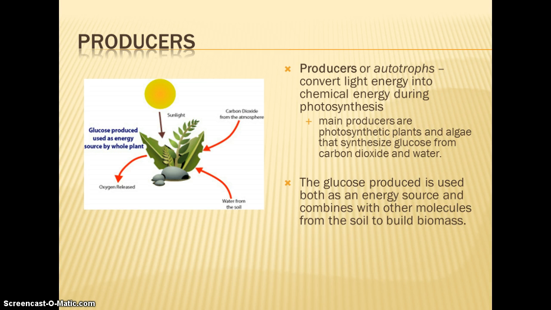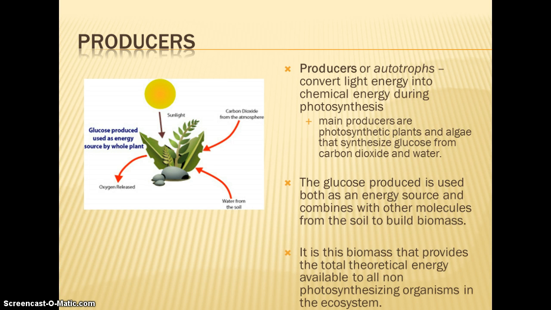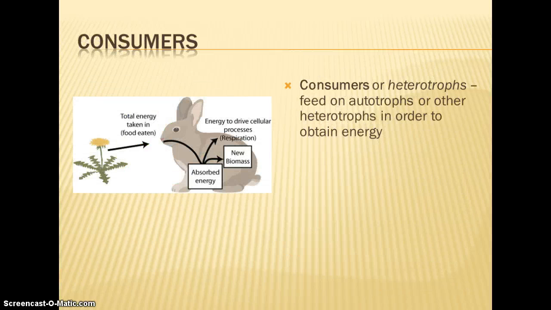The glucose that is produced is an energy source both for the plant itself. It takes nutrients from the soil, uses the glucose, and that's how a plant builds its biomass. And that's one of the reasons that we use biomass as a measurement for the primary productivity of an ecosystem. So it's the biomass that provides the energy that's available for the non-photosynthesizing organisms or the rest of the food chain. They're going to consume the biomass of the plant, and that's the energy that they can use and pass forward to the next trophic level.